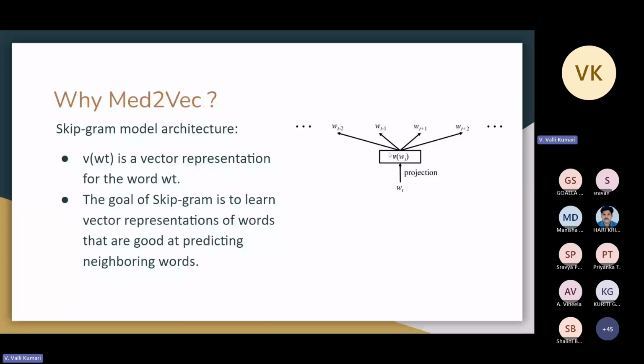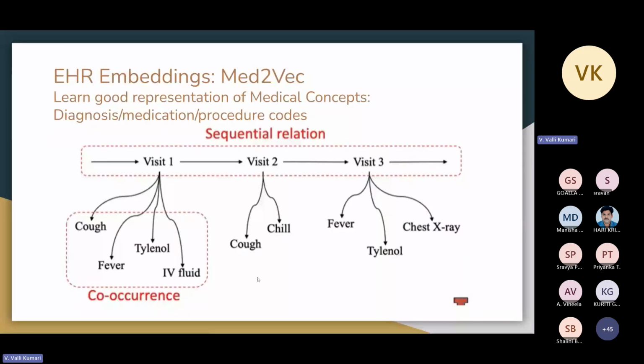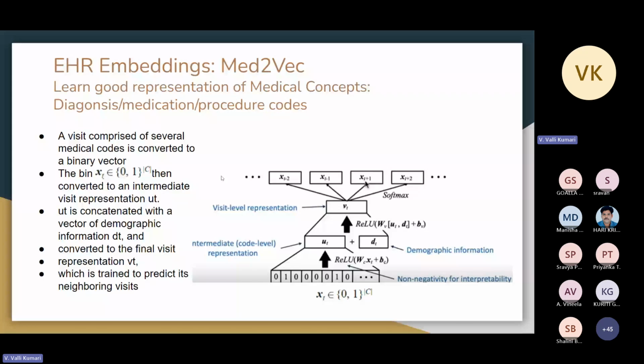So this is the actual architecture of Med2Vec. Visit after visit, these are all sequential. In each visit, there are certain diseases, certain drugs administered, certain procedures carried out. All of them co-occur with each other. So there is more information embedded in this. So how is it technically done? This has been published in a paper, Med2Vec.